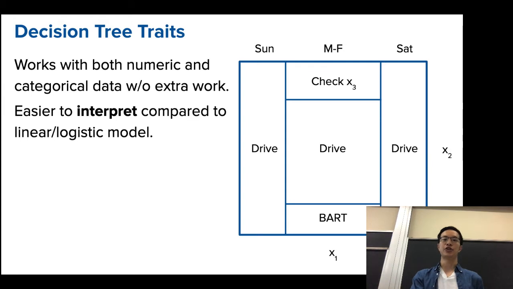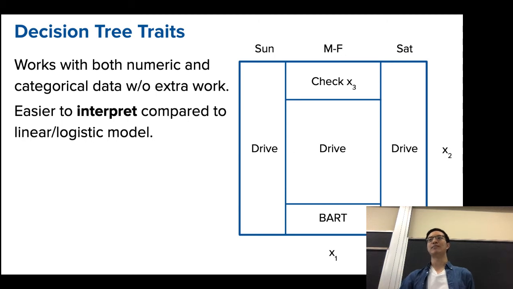It's easier to interpret compared to a linear or logistic model. And this is a key trait of decision trees. So it's a lot easier for me to say, okay, here's a set of rules. If it's Sunday or Saturday, you should drive. Otherwise, check the time of day. Otherwise, check whether you can carpool.